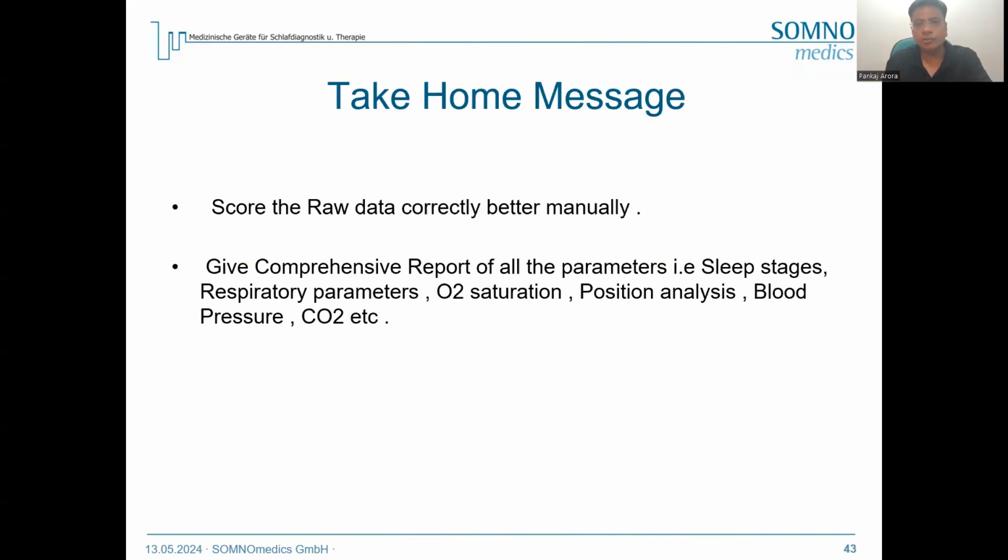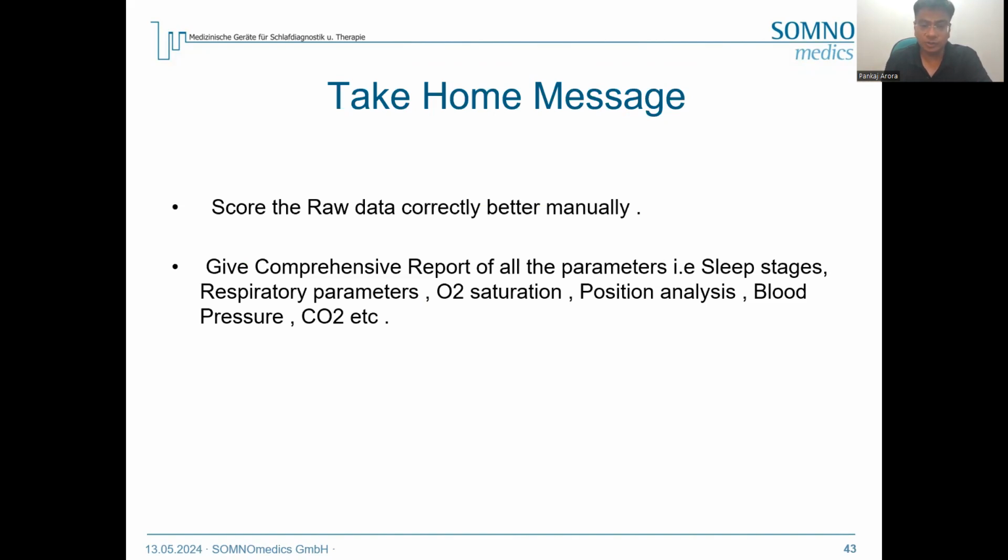Ultimately, the take home message is to score the raw data correctly. Though machines also do auto scoring, if you are an RPSGT or certified in clinical sleep health, you should score the data manually so that you are sure that what you have done is correct. Then you need to give a comprehensive report of all the parameters which I have already shown you, like the sleep stages, how the patient behaved in the sleep stages, and whether the sleep was fragmented or not.